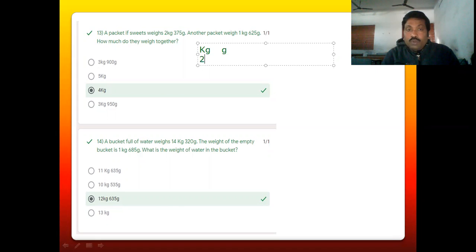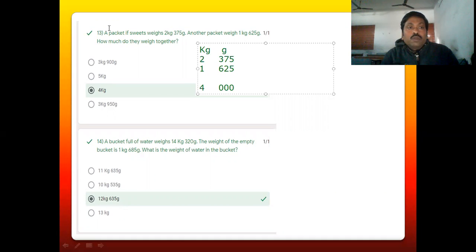Kg and gram, here is the 2 kg, and gram is the 375 grams. And now 1 kg, and here is the 625 grams. Now when we add both of these columns, kilogram and gram, we get 4 kg, and here is 000.